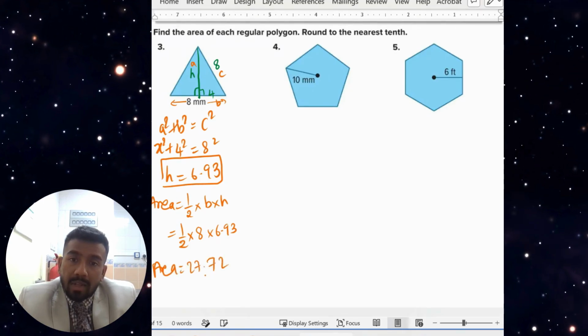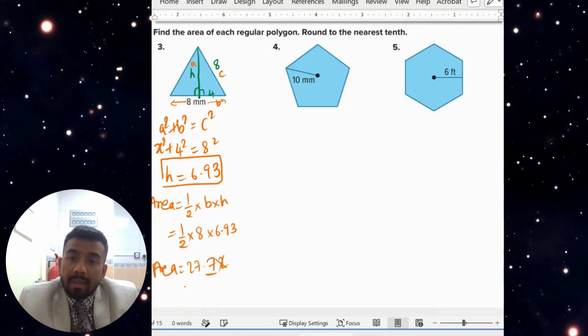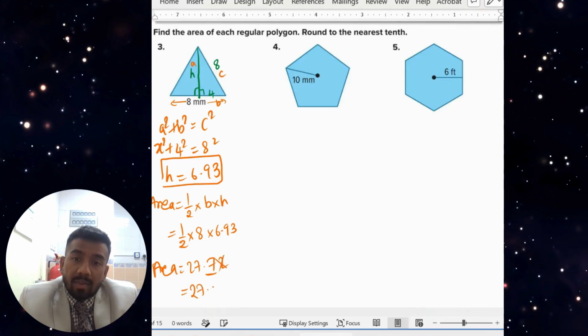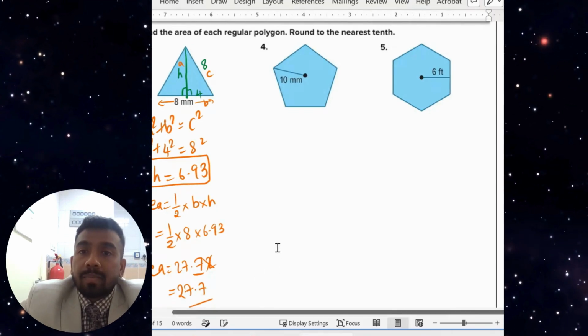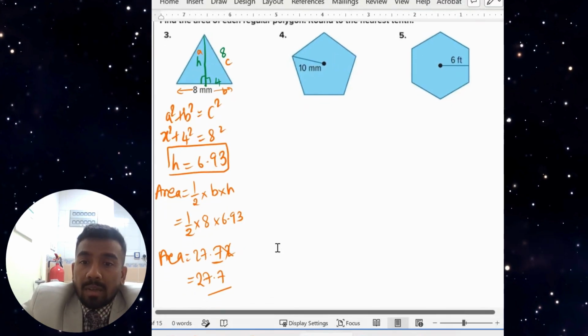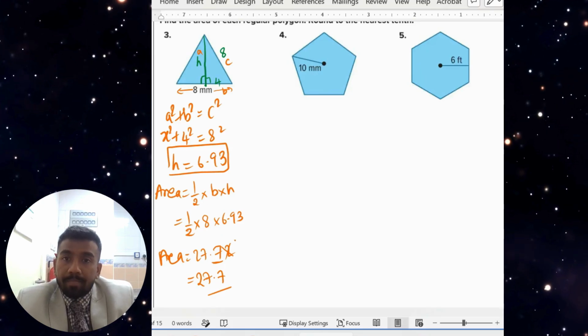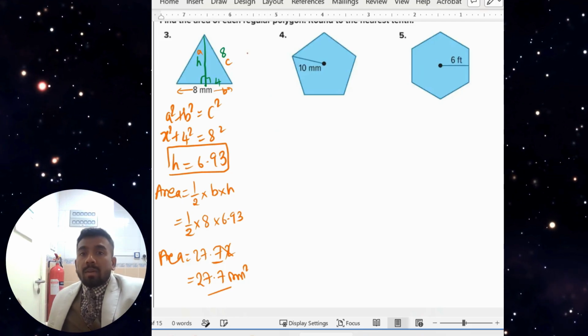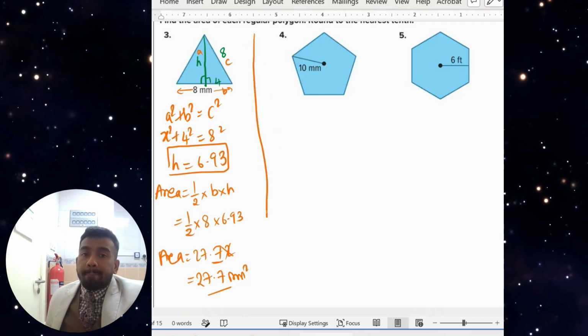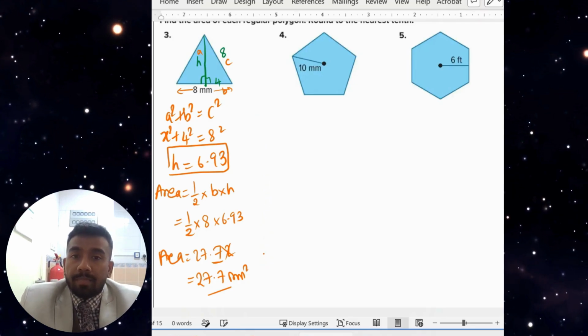27.72. But we want the nearest tenth. We don't want this 2. As 2 is less than 5, we'll just keep it as it is. No rounding off. Okay, so that's your answer. That's the area, in millimeter square. Okay, so that's the first one.